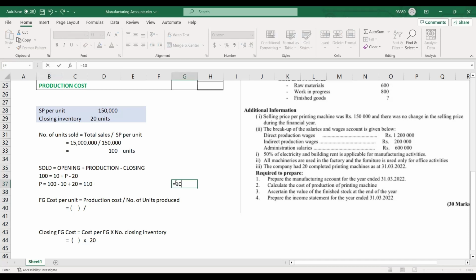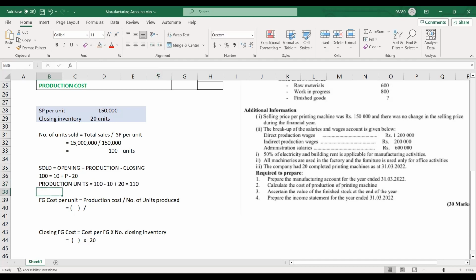Yeah, right? Just double checking, I don't want it to be wrong. Okay, so now we know they have produced 110 units, right? Which makes sense. So they had 10 from the opening, and they produced another 110. You can double check like this. So this is the production amount, which means totally we are looking at 120 goods.